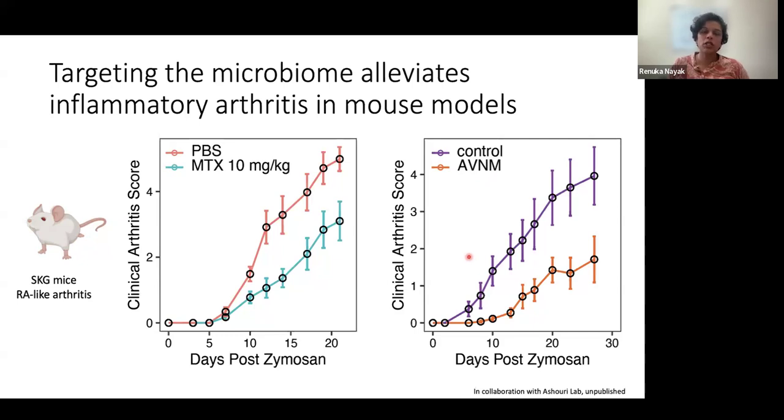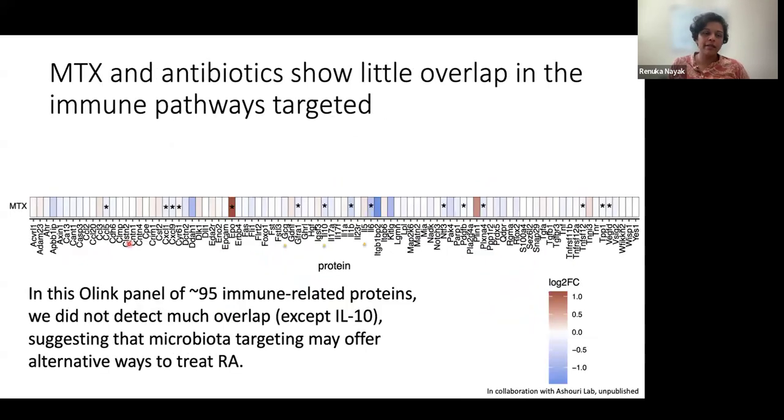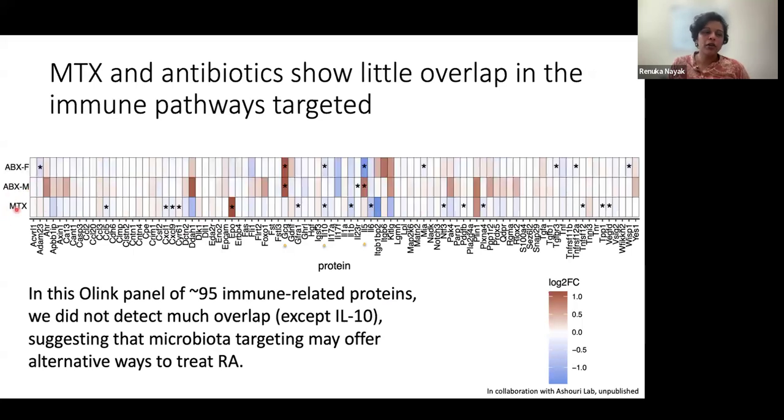What we did then was take the blood of these mice and perform an O-link panel analysis to look at 95 different immune-related proteins, because we wanted to know whether the immune pathways modulated by methotrexate, leading to reduced inflammation, are the same or different than when you treat with antibiotics. For the antibiotics, we did it with both females and males. The methotrexate was just in females.